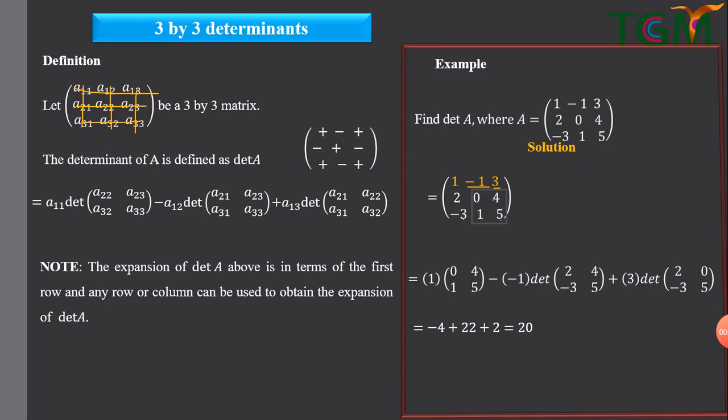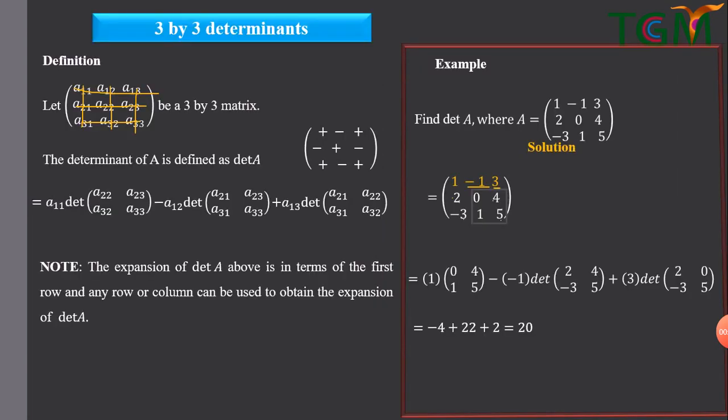We get plus 3 multiplied by 2, 0, negative 3 and 1. Here we are supposed to have the 1. That will give us 5 minus 4, which is negative 4. 5 multiplied by 0 will give us a 0 minus 4, that is negative 4. And here we have 2 times 5, that is 10.